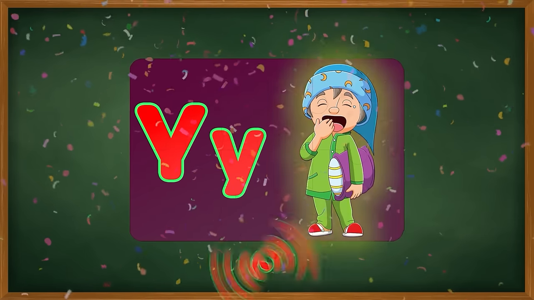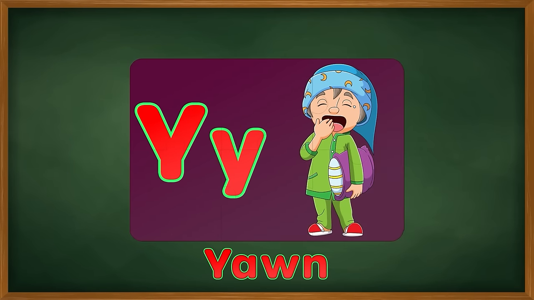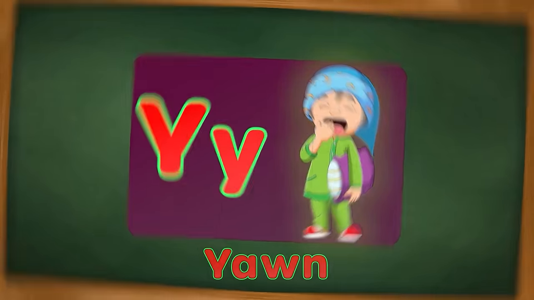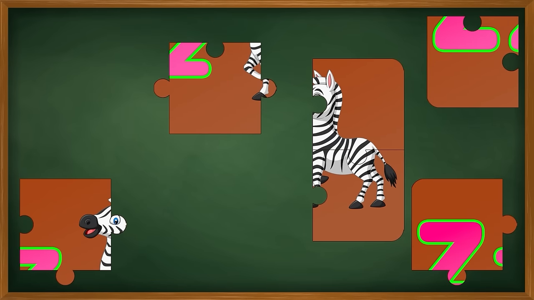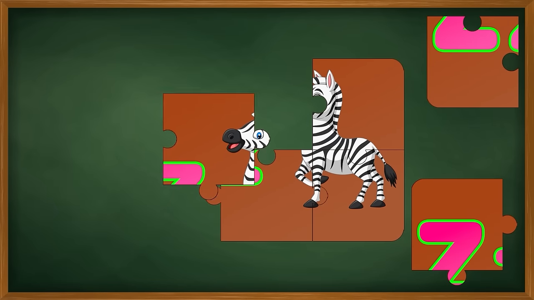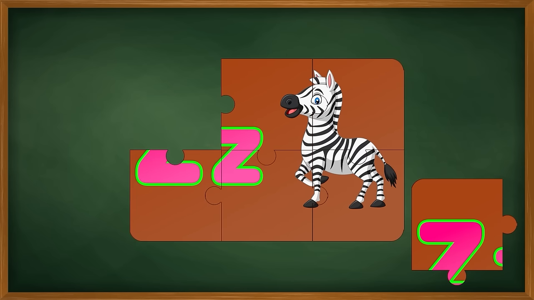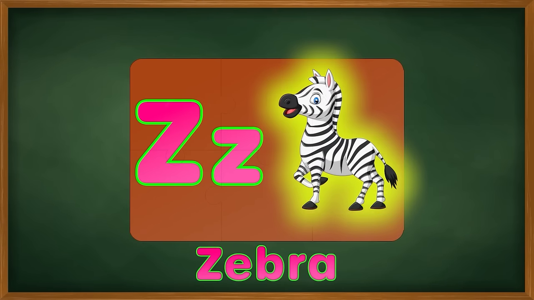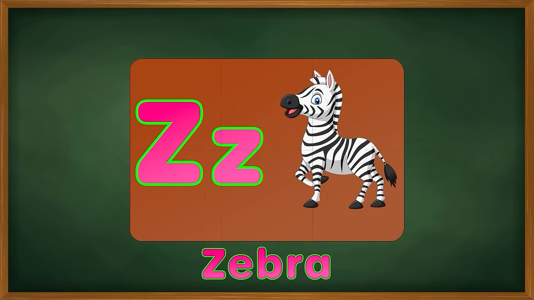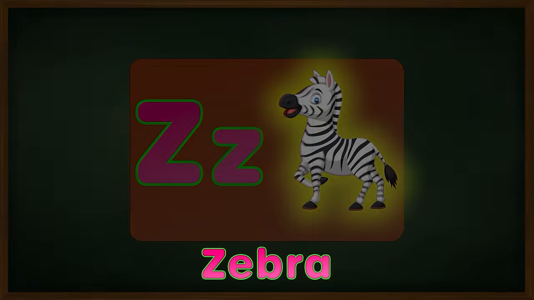Y is for yawn. Y, yawn. Z is for zebra. Z, zebra.